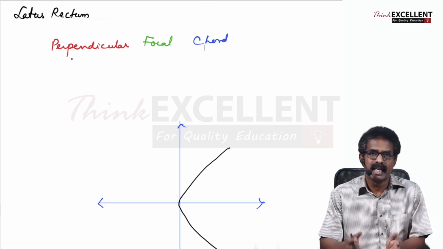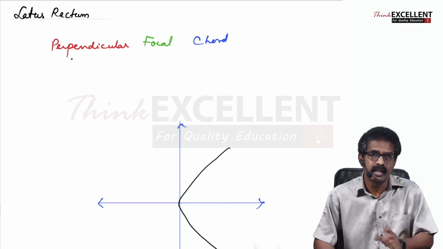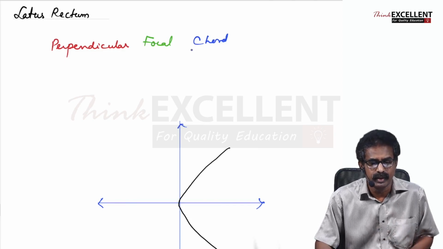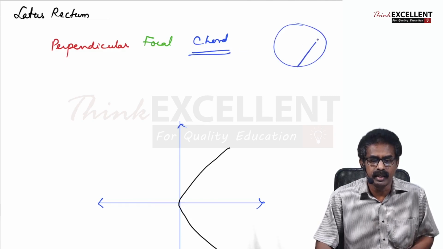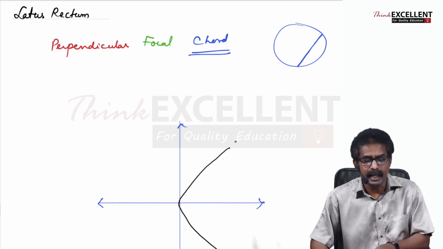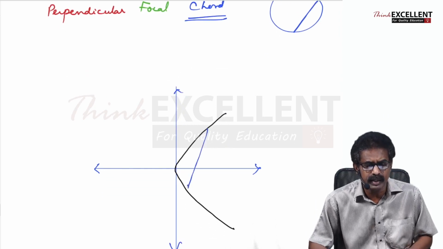Same definition for ellipse and hyperbola also. So latus rectum is a line. It is a perpendicular focal chord. Every term is important. You know what a chord is, you studied it in circles, right? Chord means a line joining any 2 points. Just join any 2 points, it is a chord.